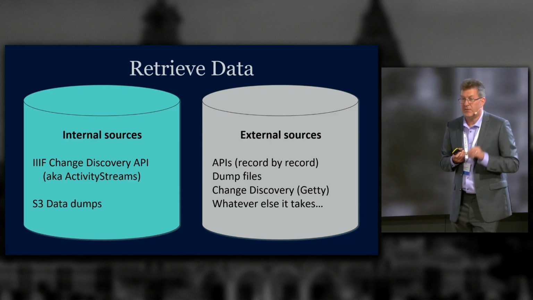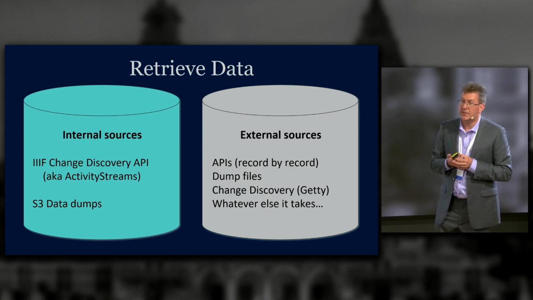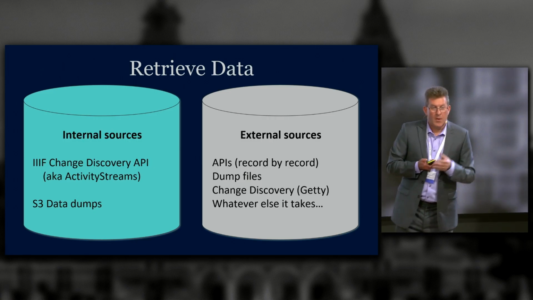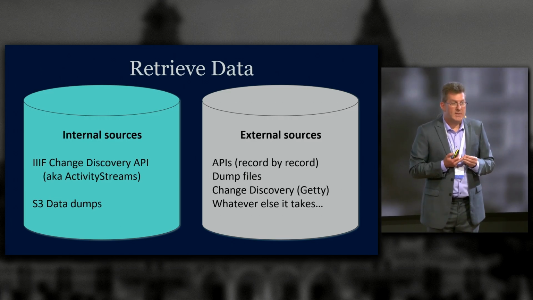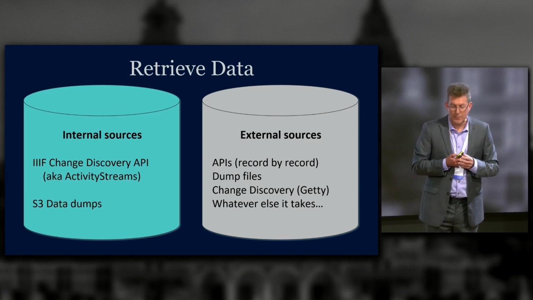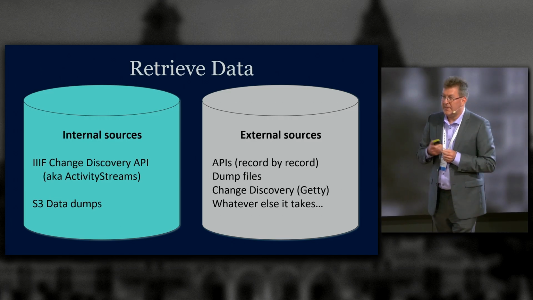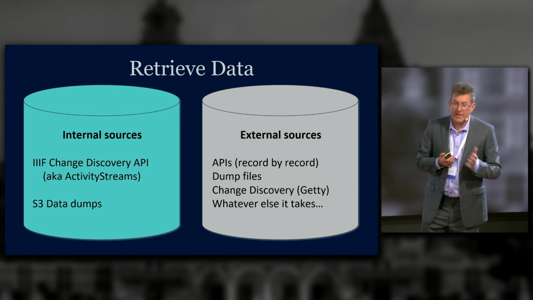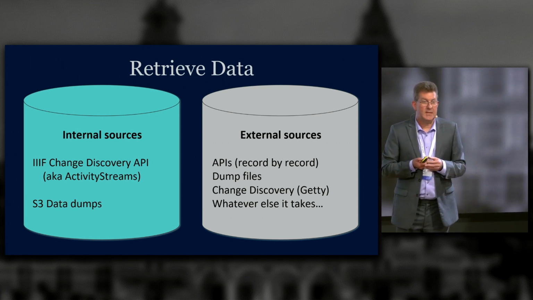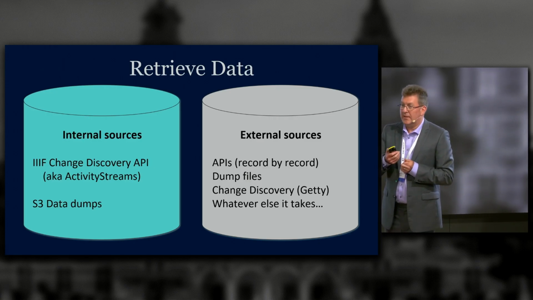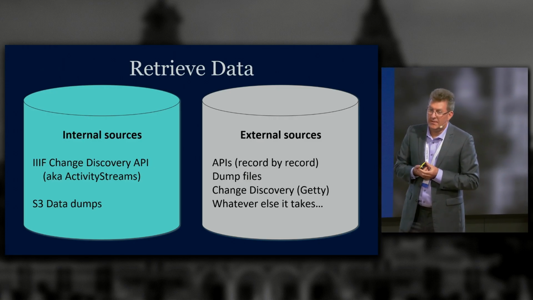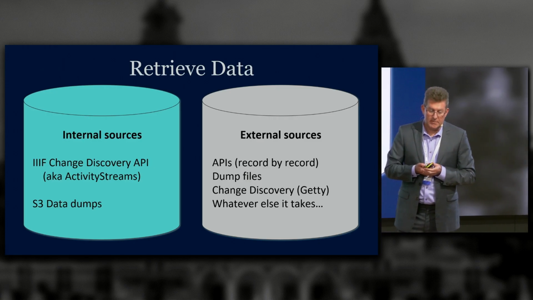Instead, we just have a stream that talks directly about the records themselves. We also, for the library, have an S3 dump of everything, which has about 30 of the 42 million records. For the external sources, we use APIs, we use dump files. For the Getty, thank you, David and all, we use the change discovery mechanism. Basically, we do whatever it takes to get the data into the system as efficiently as possible.